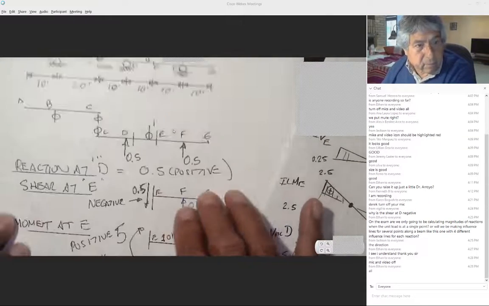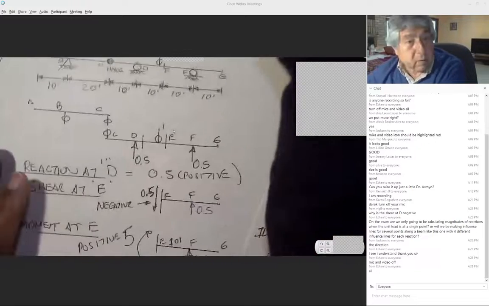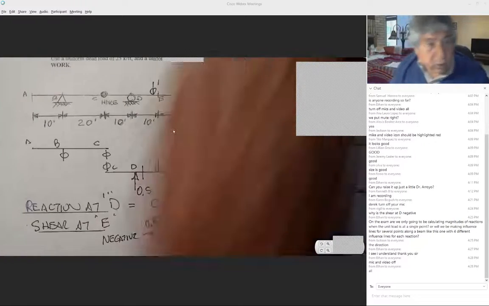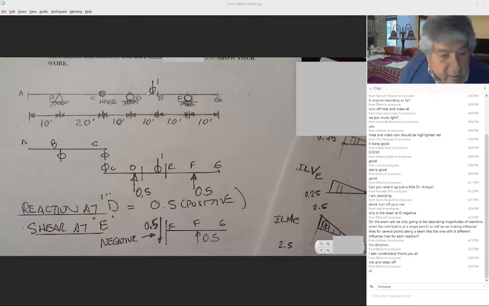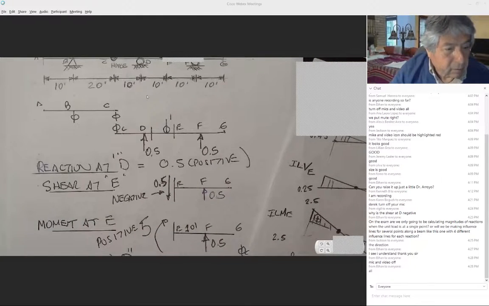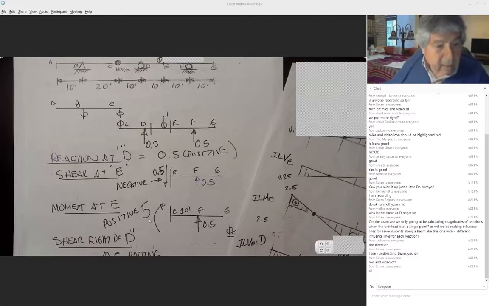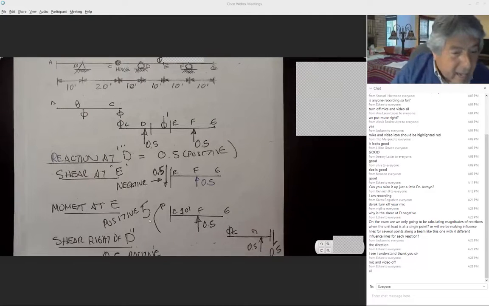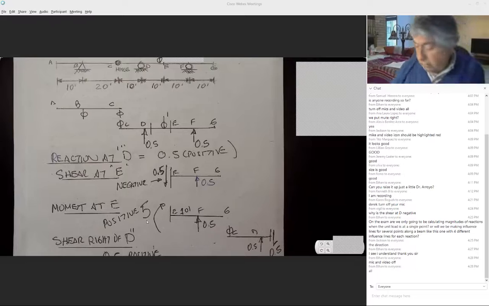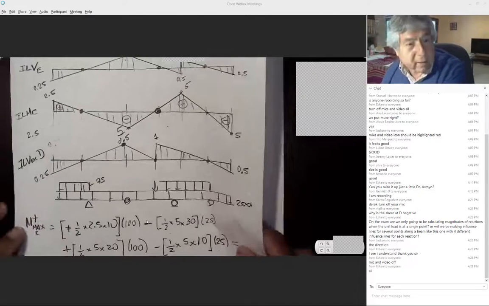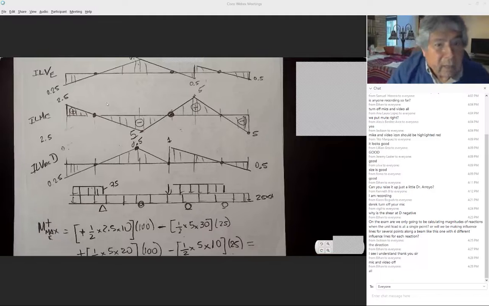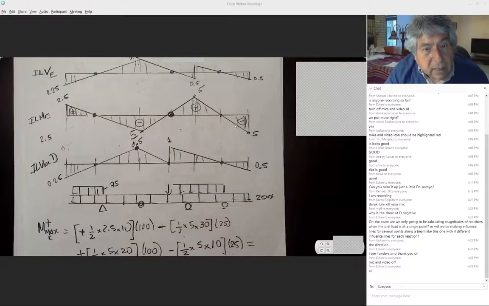Look. When the unit load is to the left of this section, the moment at E is 5 and positive. So look at the influence line for the moment. The moment at E, 5 positive. And also remember that we can use proportion. If this is 5 and this is 10, and this is 10, that has to be 5.